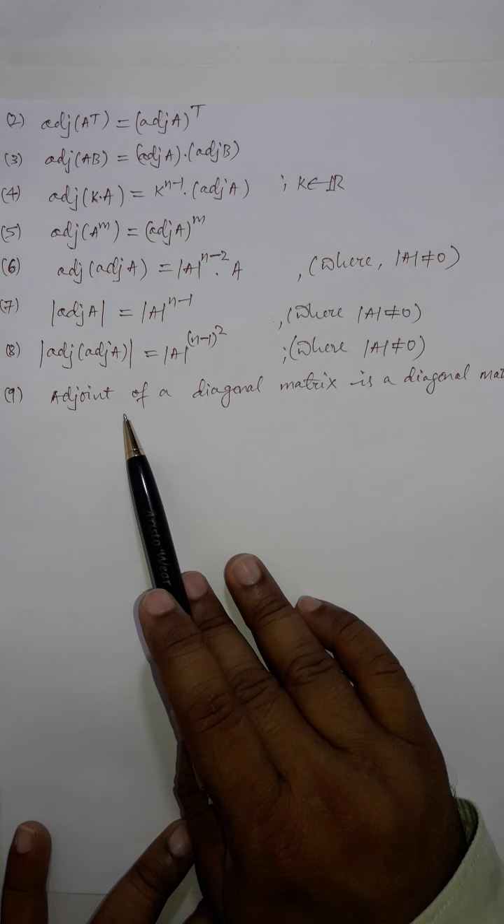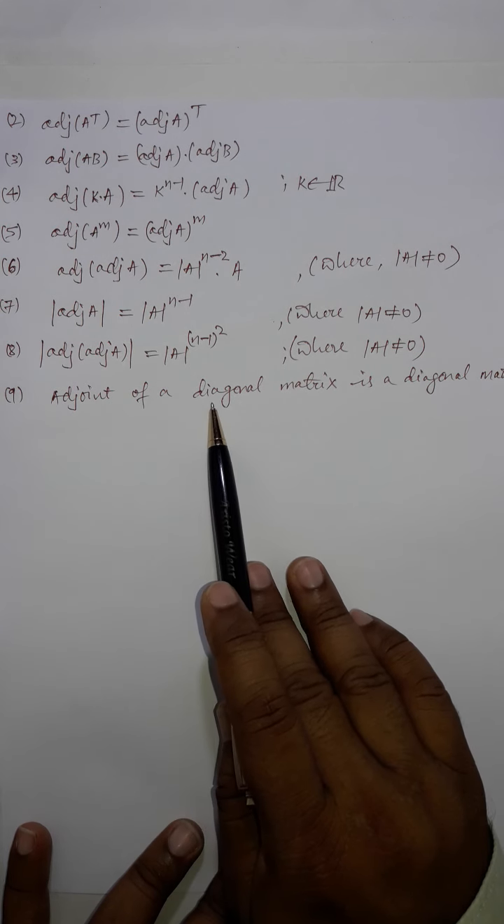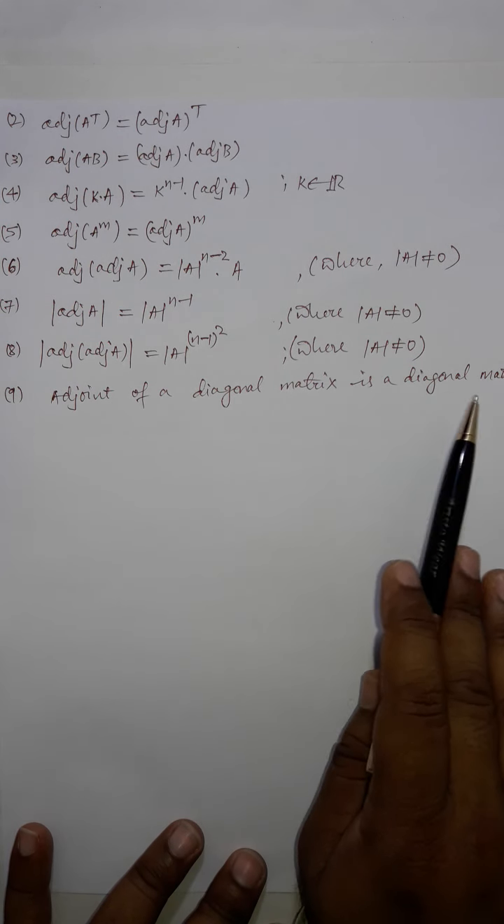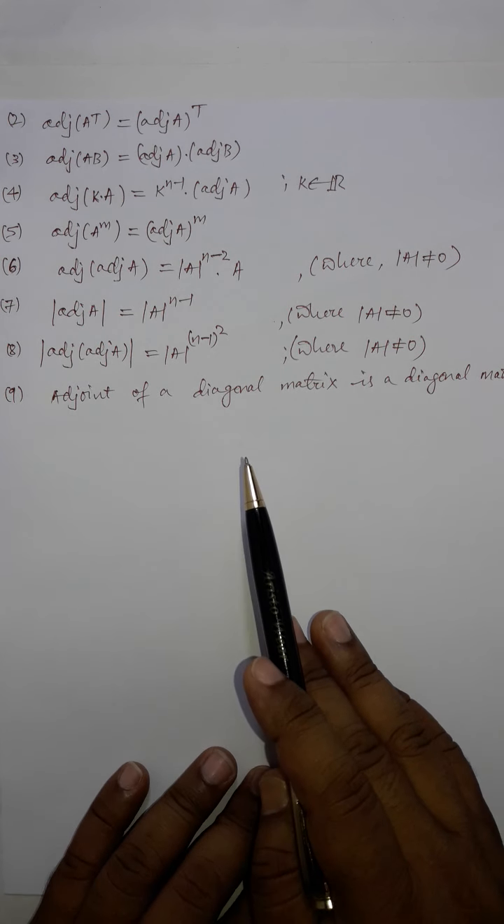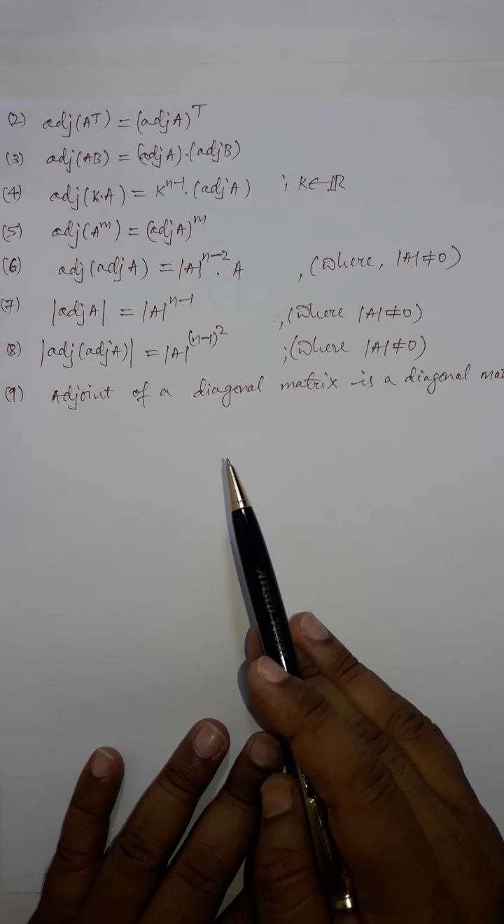The ninth and the last property of our discussion is that the adjoint of a diagonal matrix is again a diagonal matrix. So, friends, this is all on the adjoint of a square matrix for today.